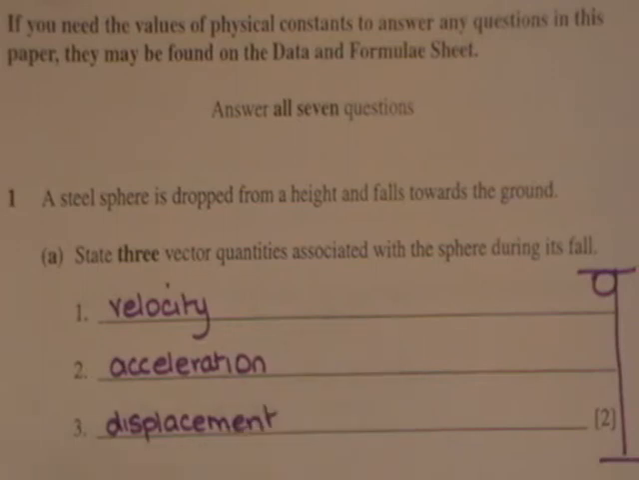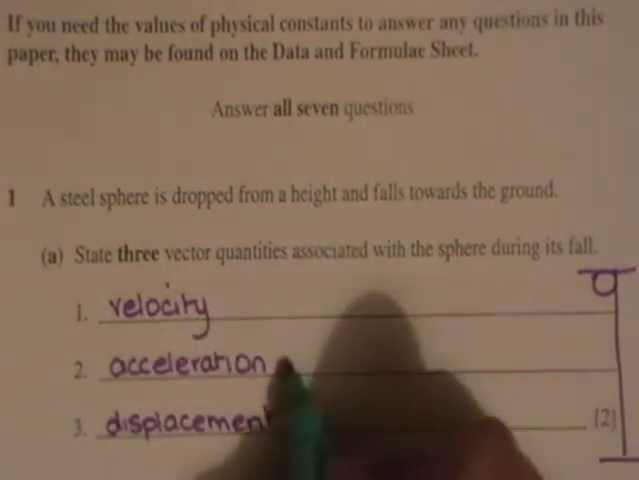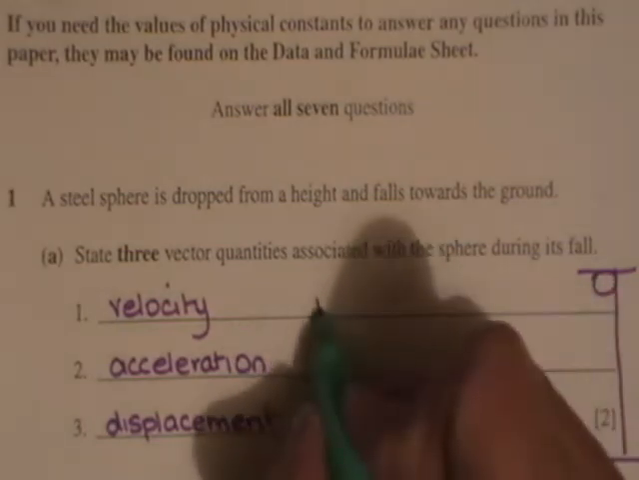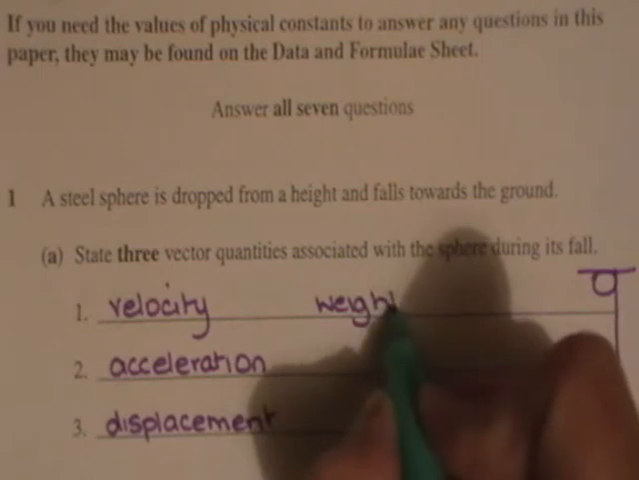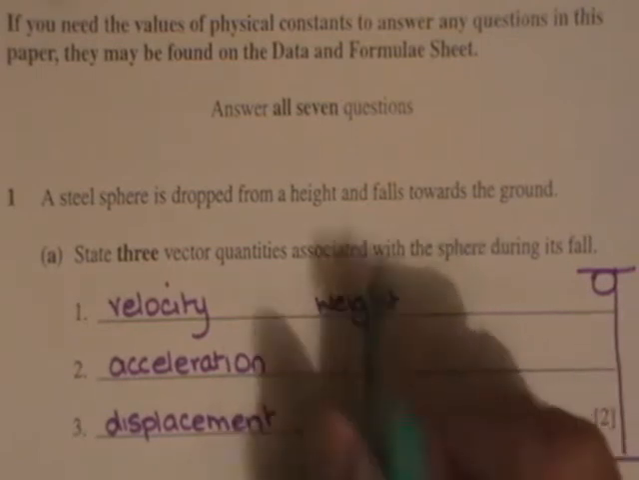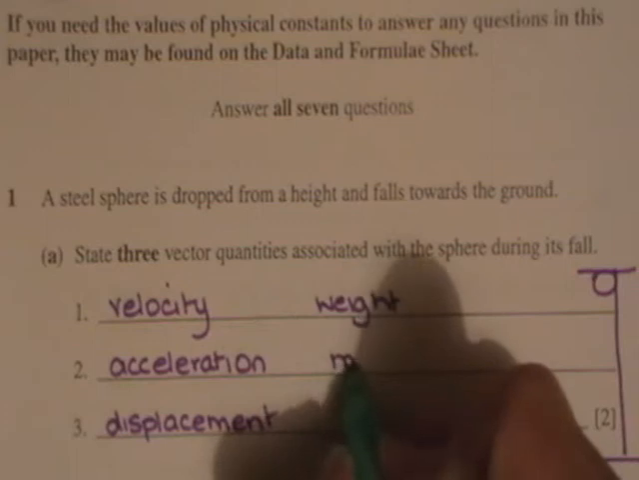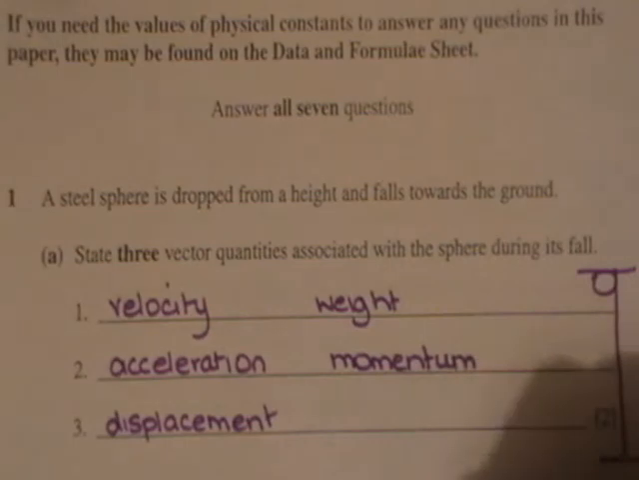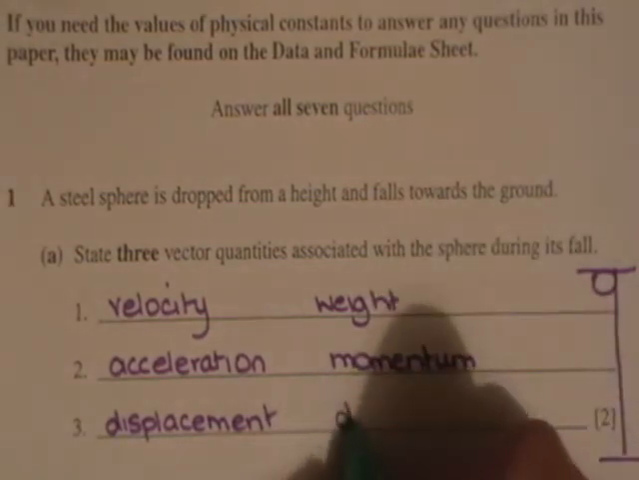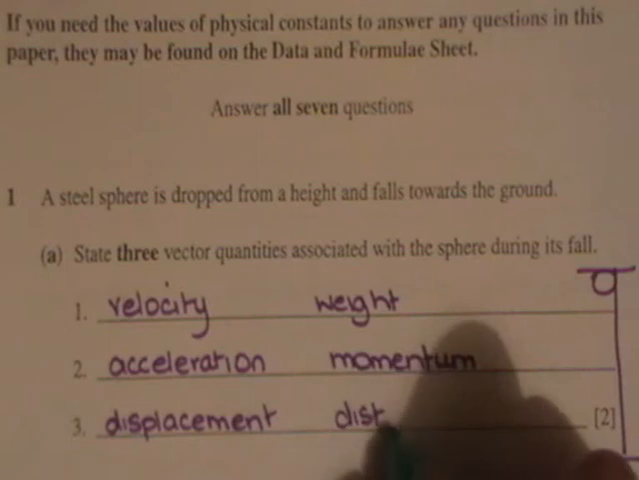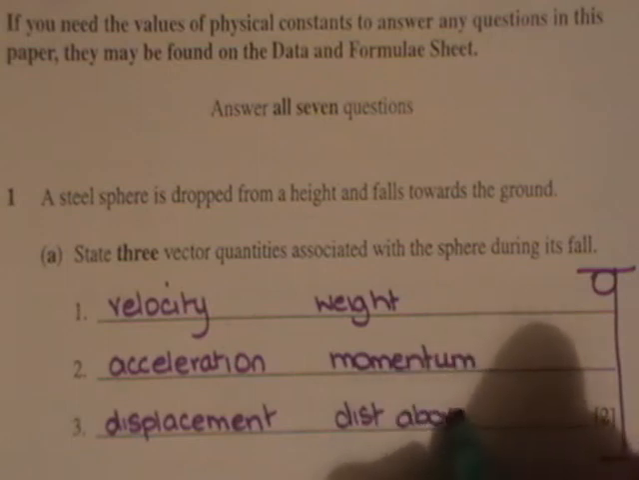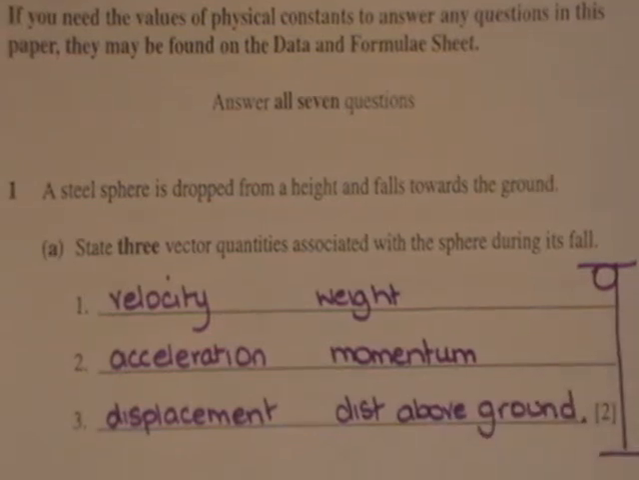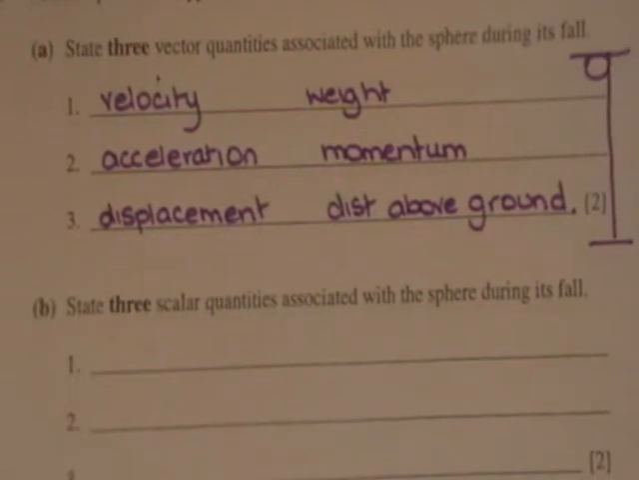There are lots of other things you could also say there. For the acceleration one, you could also say something about the fact that the sphere has got a weight. You could also say that it has momentum because it's moving and it's got a mass. And you could also say that it has got a height or distance above the ground. And that obviously is the same as displacement. So they're quite generous there in the things that they would have allowed. And you needed 3 of those to get 2 marks.